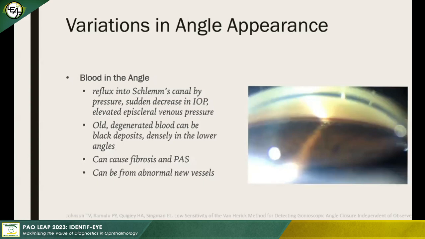Blood in the angle can be from reflux of blood into the Schlemm's canal by pressure, sudden decrease in IOP, or elevated episcleral venous pressure. It can even be from old degenerated blood, and sometimes it even appears black. And because of gravity, sometimes it tends to accumulate more in the inferior angles. Blood in the angle can also be caused by fibrosis and synechia, especially if they are from very friable new vessels.